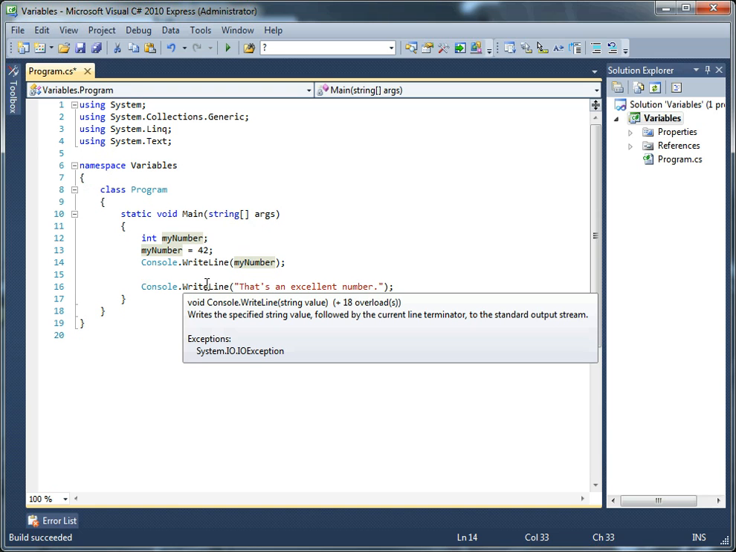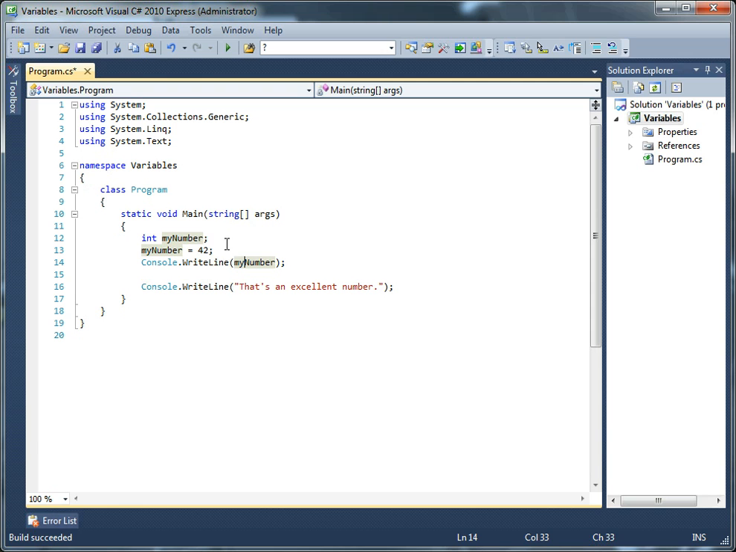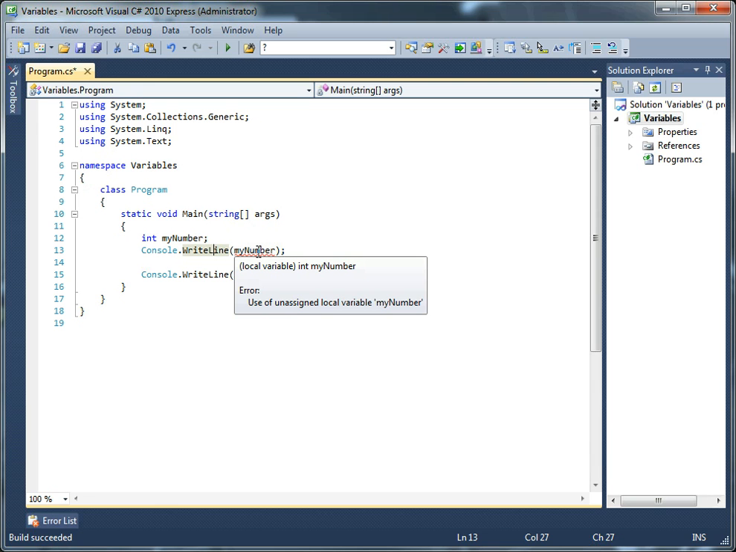So let me show you a shortcut for declaring and assigning a variable. Delete the line my number equals 42, and let's look at the error that we get. It's telling us use of unassigned local variable my number. In C#, unlike C and C++, the compiler forces you to assign a value to a variable before you can use it. This is a common problem in the other languages because without assigning a value, you'd get a random value, which can sometimes be subtle and difficult to track down.